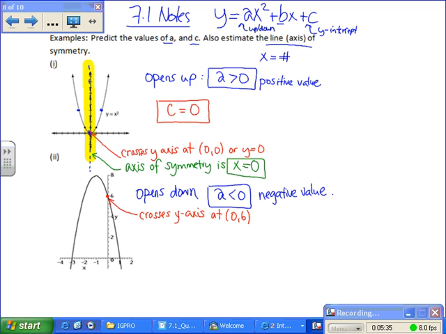And so C is always equal to that point on your y-axis where it crosses. So in this case, it's equal to 6. My y-intercept is C equals 6, or the point (0, 6).